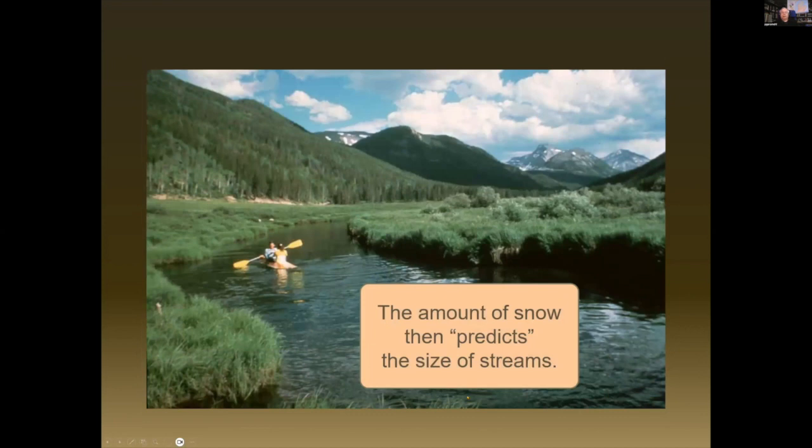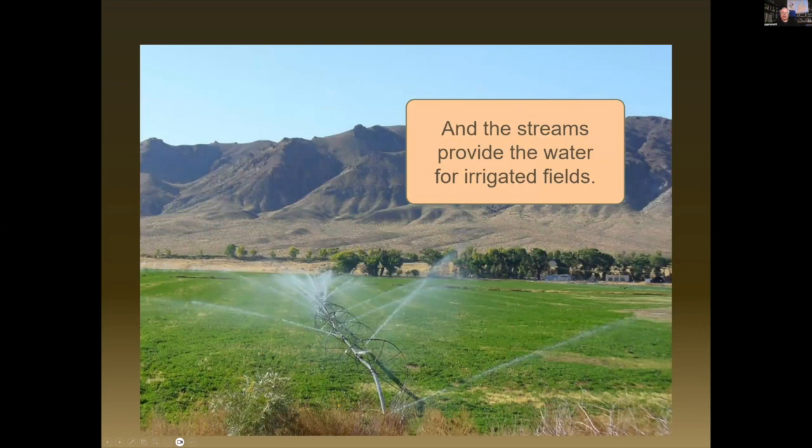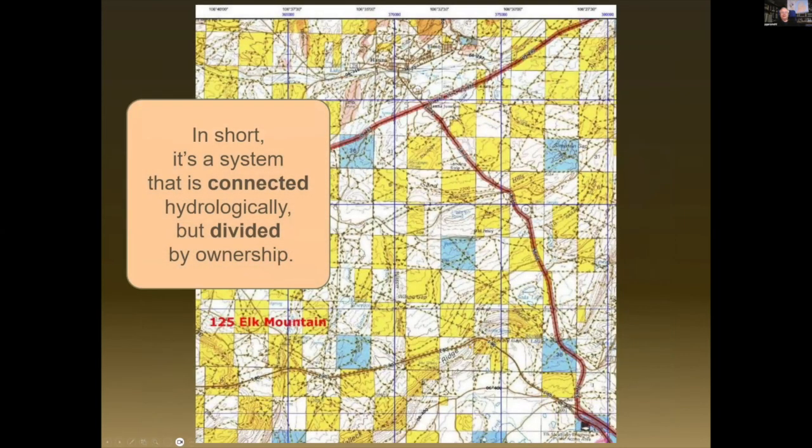The amount of snow up in the mountains is a very good predictor of the size of the streams. And the streams, when they flow downhill and get to a low enough elevation where it gets warm enough, are then used to irrigate the land out there. This was all the way back with those land laws. Remember, some of those land laws provided grants for people doing irrigation systems like this. And you say, what does this possibly have to do with it? It is a system that is ecologically connected, hydrologically, but it is divided up according to its land ownership.